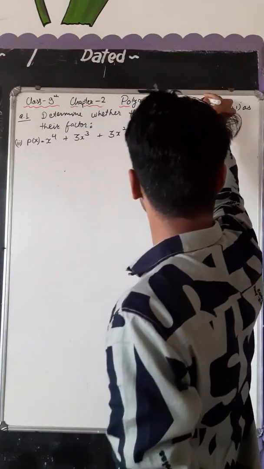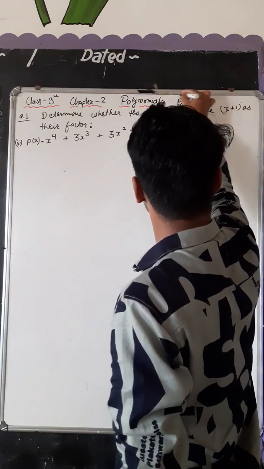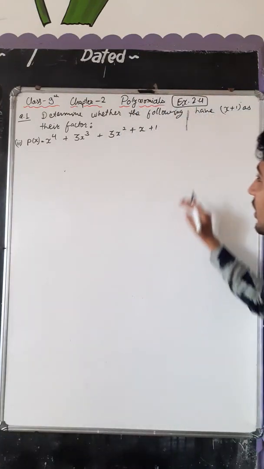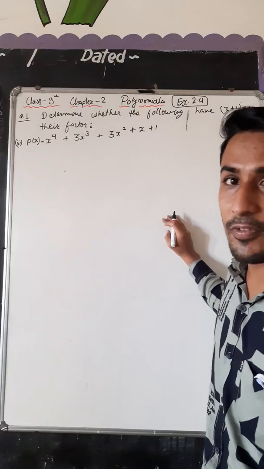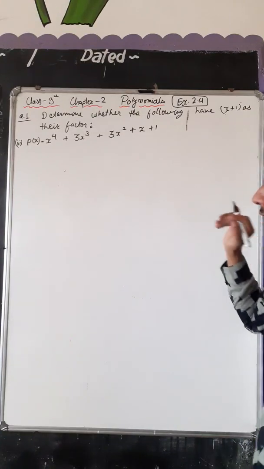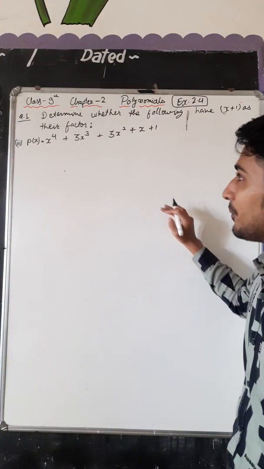2.4. Okay, your exercise 2.4. This exercise is based on the factor theorem. आपने जो factor theorem अभी पढ़ी थी उसके ऊपर based है. Let's see question number first.